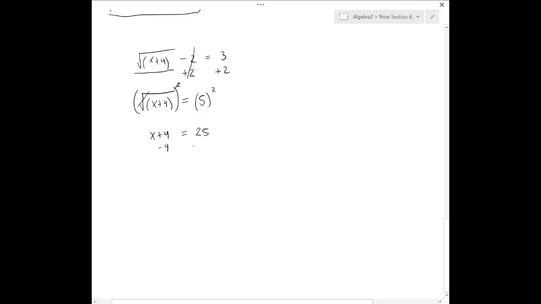Just subtract 4 from both sides to get x equals 21. Okay.